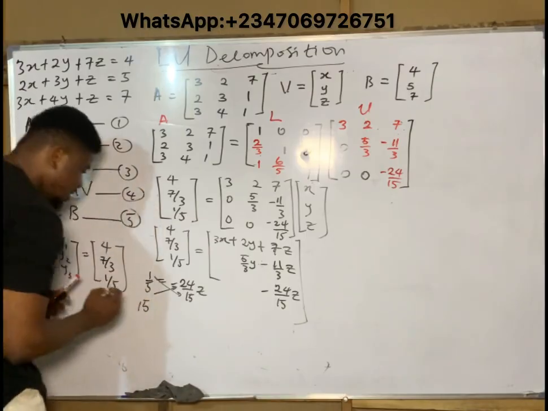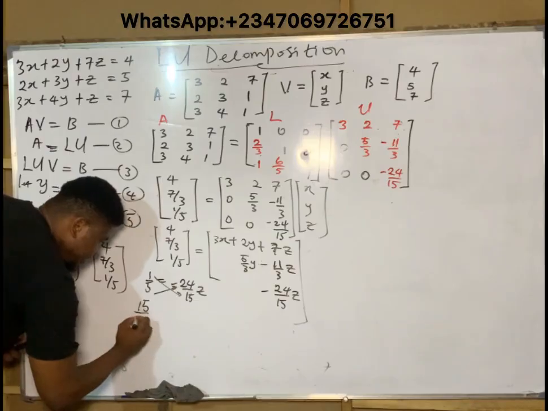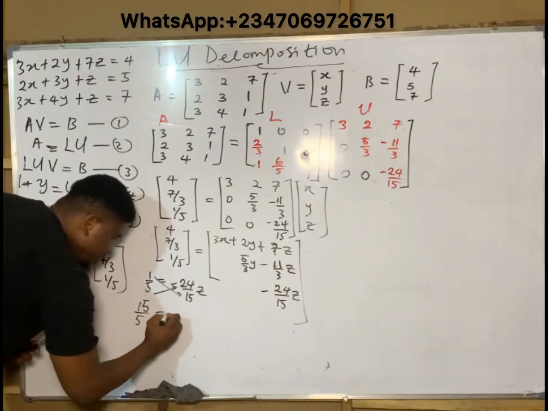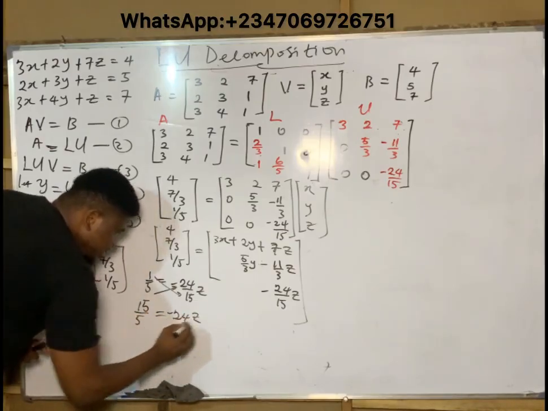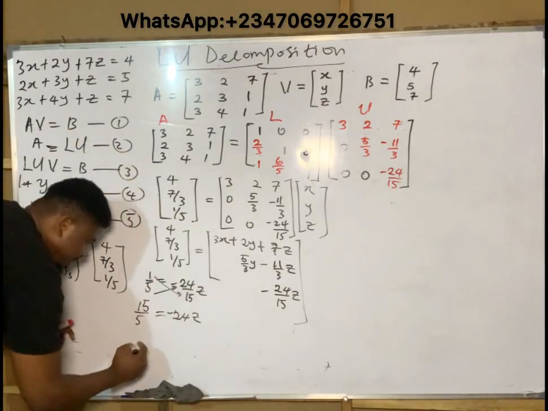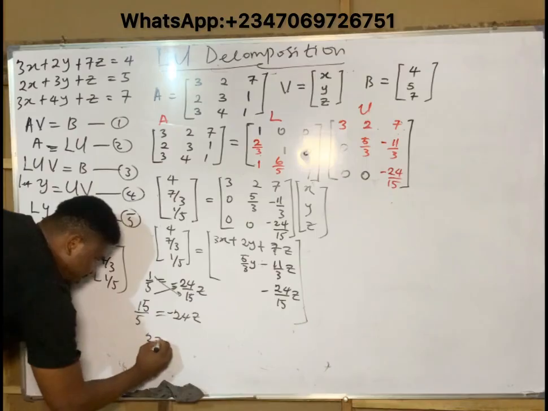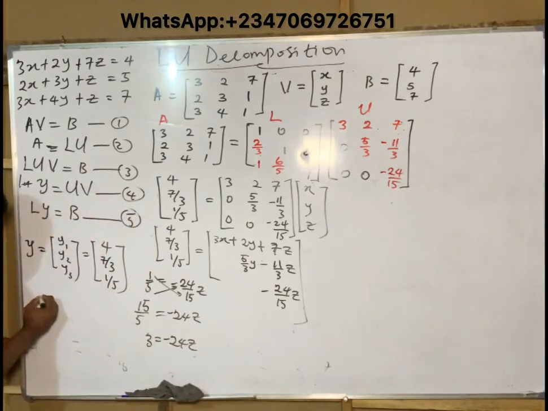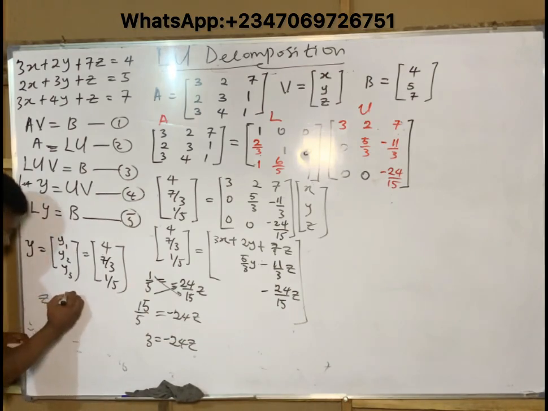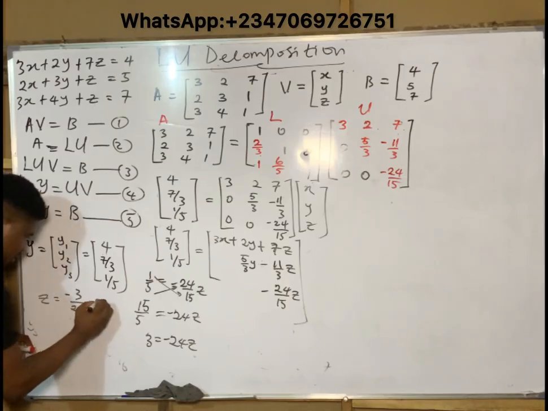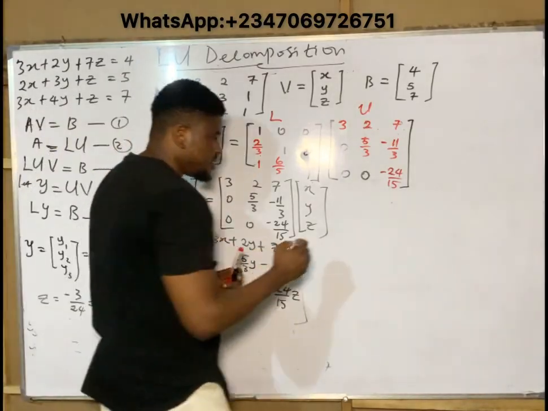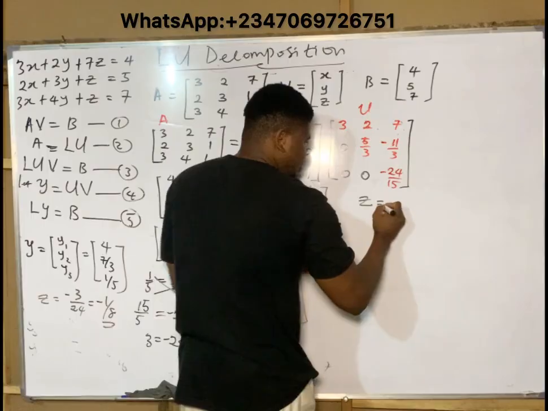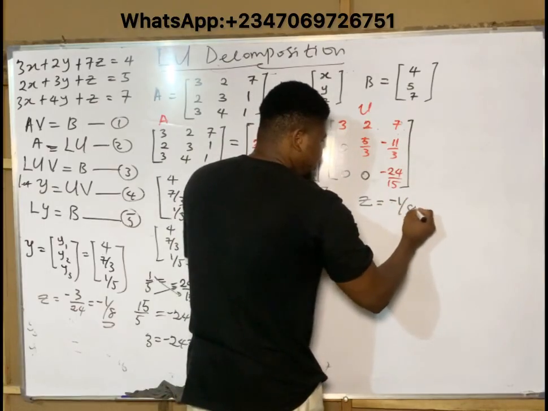Or simply divide 15 over 5, please. Yes, that's better. Equals negative 24Z. So 15 over 5 gives us 3 equals negative 24Z. So we make Z subject. Z is now going to be equal to negative 3 over 24, and this is going to be negative 1 all over 8. So the value of Z is negative 1 over 8. Z equals minus 1 all over 8.